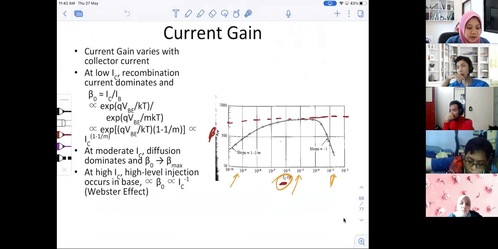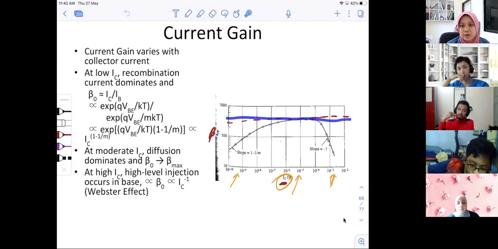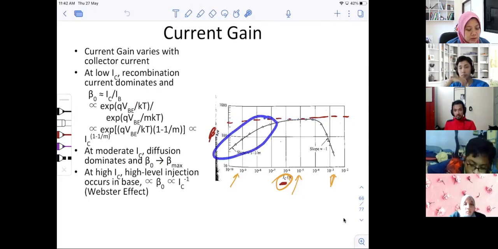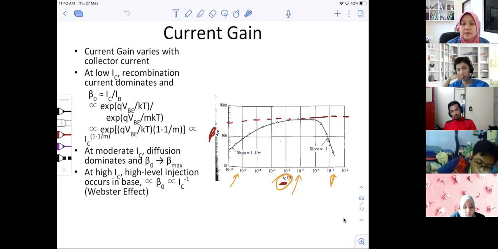So we have looked at this graph of the current gain versus IC. Just to recap, there's a discrepancy at lower and higher collector current in terms of the gain. Ideally, the gain should be constant throughout. So we have discussed why the gain wasn't constant at low IC. Today we'll continue to look at high injection current, the high collector current, and why the beta goes down. As you increase IC, beta goes down.